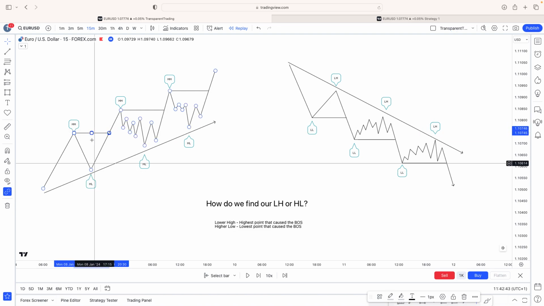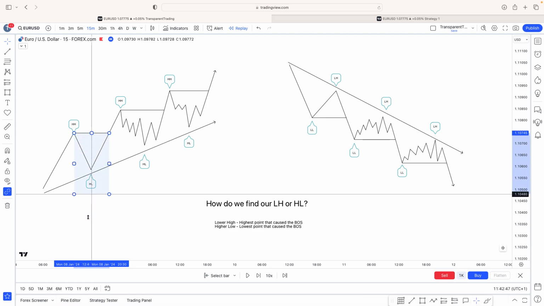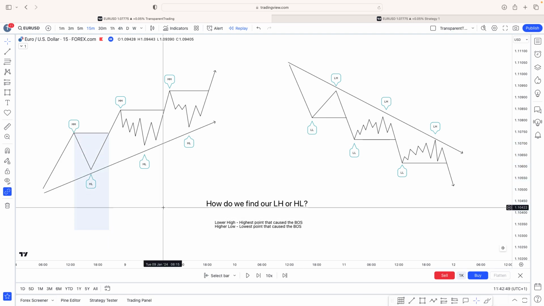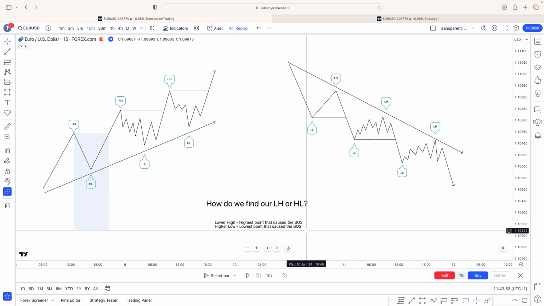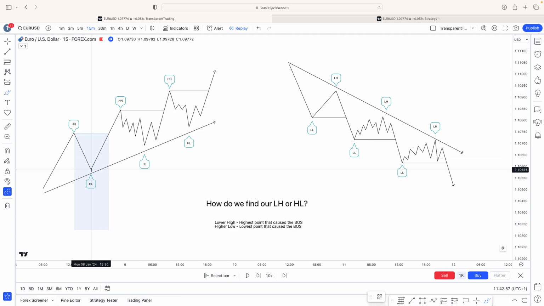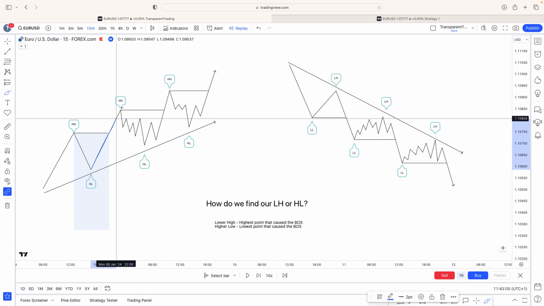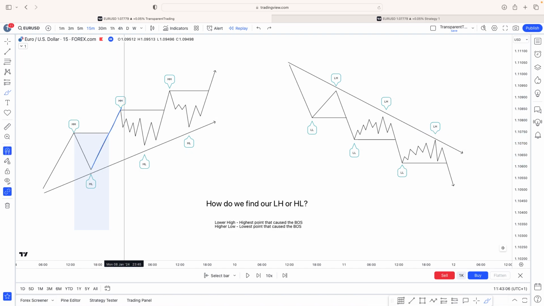Then to find our higher low, all we have to do is pull this rectangle tool all the way down, okay? Now our higher low is the lowest point that caused the break of structure, okay? So in this rectangle, it's going to be this point here that caused that break of structure to the upside. It is the lowest point that caused the break of structure to the upside, okay? So it's quite easy to find on that simple example here.